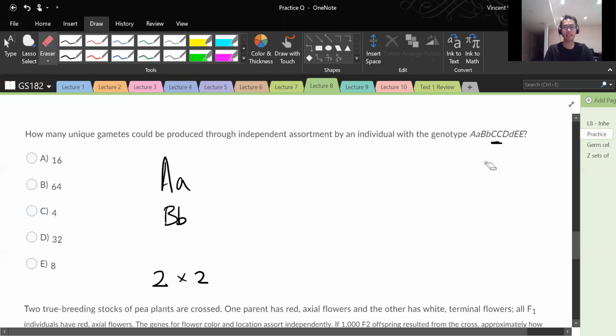And then for D, big D, small d, 2 possibilities, right? And then I don't have to worry about E either. So the correct answer is 2 times 2 times 2, which is 8. Okay, I'm going to list all the possible outcomes for you.